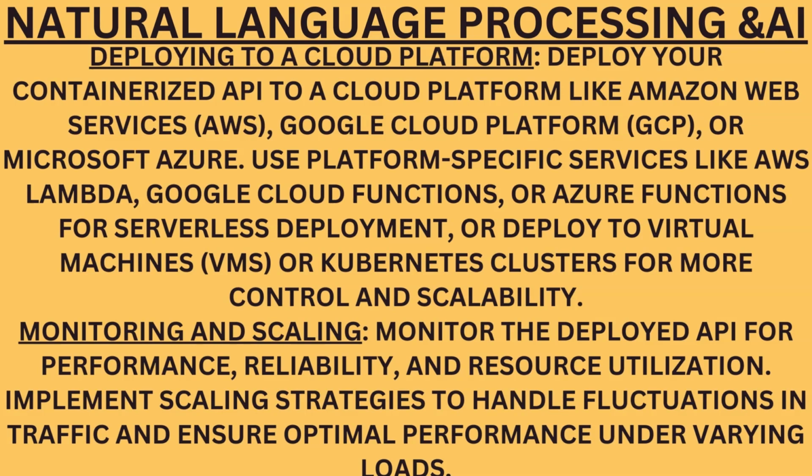Use platform specific services like AWS Lambda, Google Cloud Functions, or Azure Functions for serverless deployment, or deploy to virtual machines, VMs, or Kubernetes clusters for more control and scalability. Monitoring and scaling. Monitor the deployed API for performance, reliability, and resource utilization. Implement scaling strategies to handle fluctuations in traffic and ensure optimal performance under varying loads.